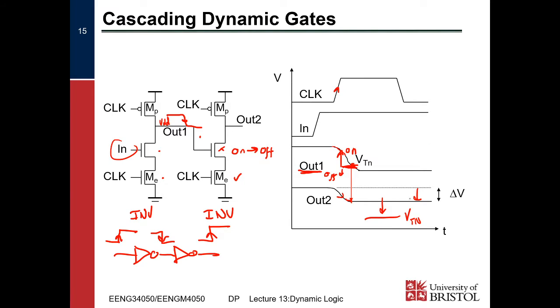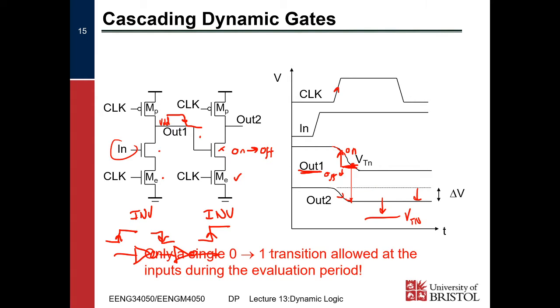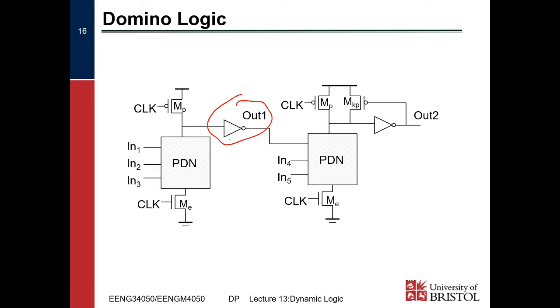So we need to consider how much this is, right? In order to avoid this delta V drop, we're only allowed a single 0 to 1 transition at the input, right? We're not allowed to discharge this, we're only allowed to charge it. Not allowed, right? So how do we deal with that? We just add an inverter in there. So there's two possibilities for this node. Because it's been pre-charged, it'll start off at a 1, and then it'll either stay at a 1 or go down to a 0.